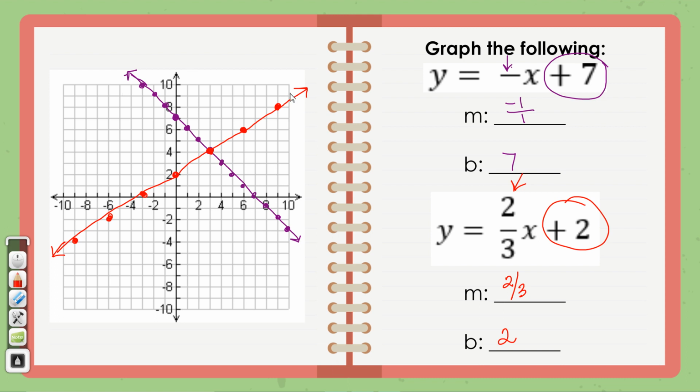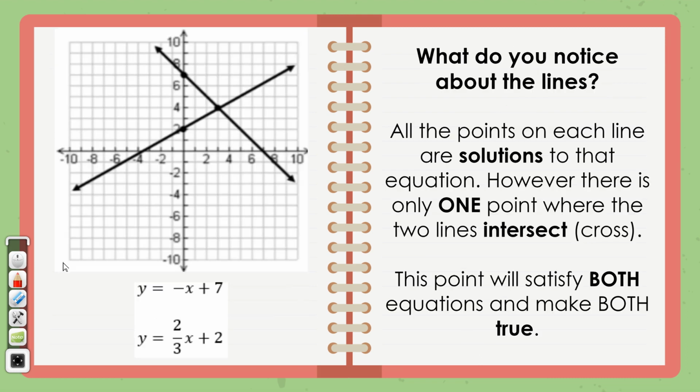Okay, now what do you notice is happening with these two lines? They're crossing, they're what? Intersecting. On the next part, it says all of the points on the line are solutions to that equation. Go ahead and fill in that blank. So every point on this first line that we made will solve this equation here. Every one of these points that we plotted. All of the points on this line will solve the bottom equation.